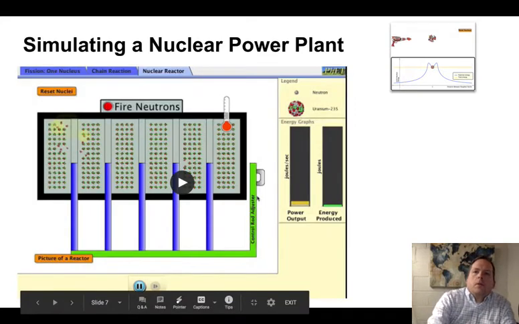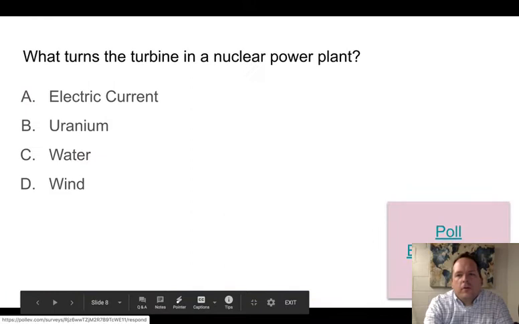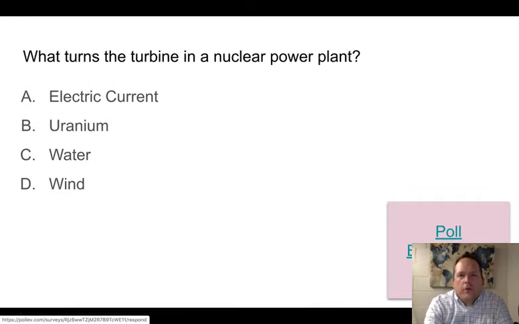All right, so the first of 3 Poll Everywhere survey questions for this lecture. What is it that turns the turbine in a nuclear power plant? Is it electric current? Is it uranium? Is it water? Is it wind?